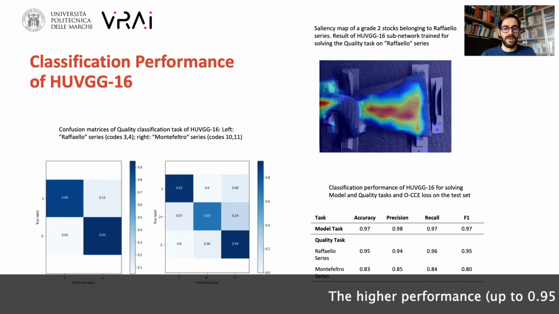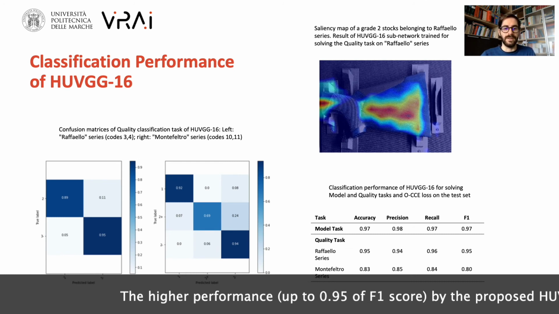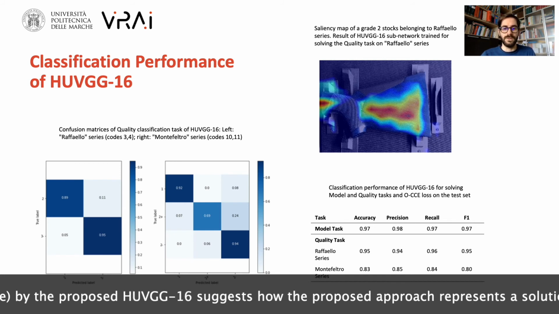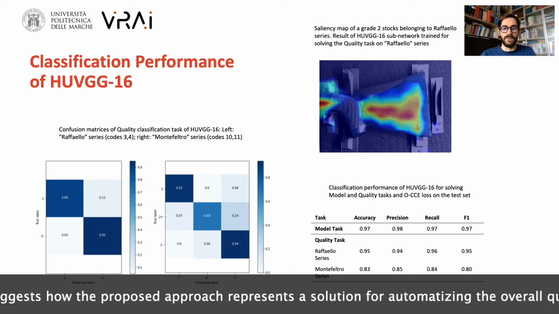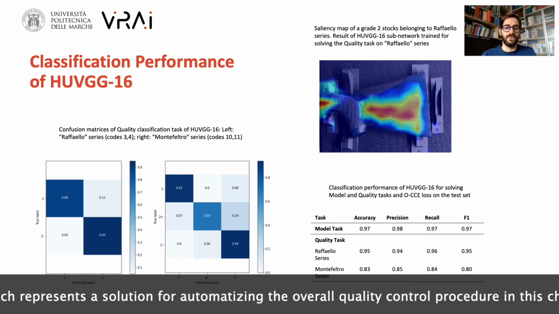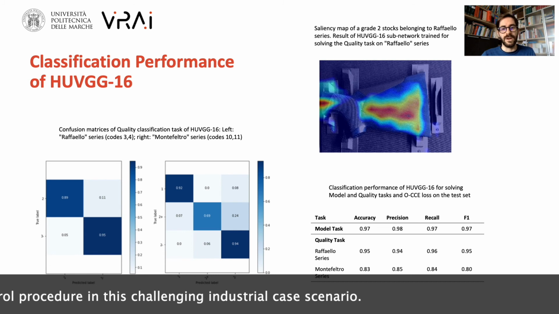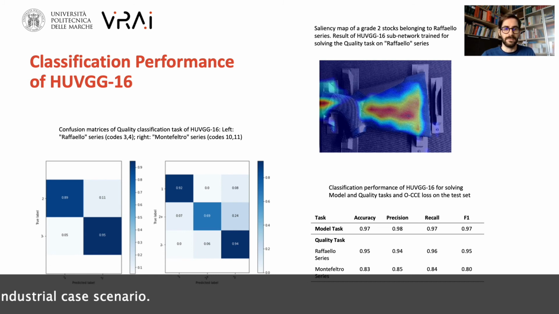The higher performance, up to 0.95 of F1 score, by the proposed UVGG16 suggests how the proposed approach represents a solution for automatizing the overall quality control procedure in this challenging industrial case scenario.